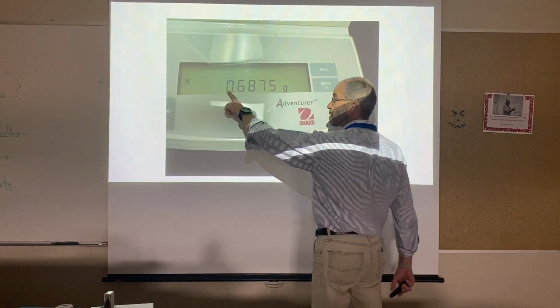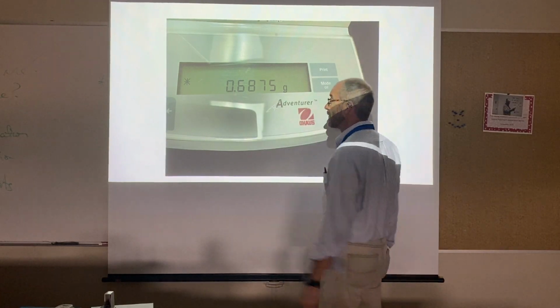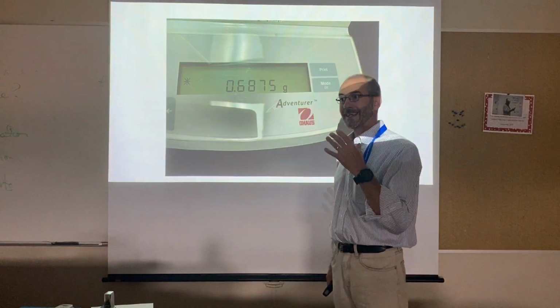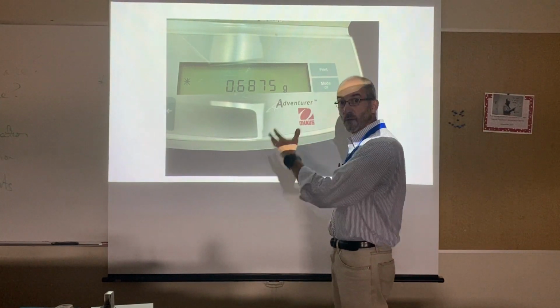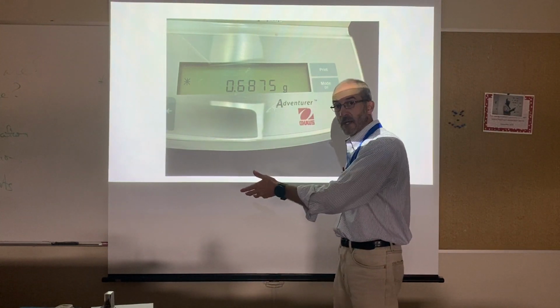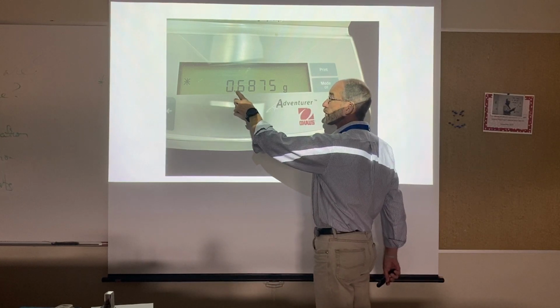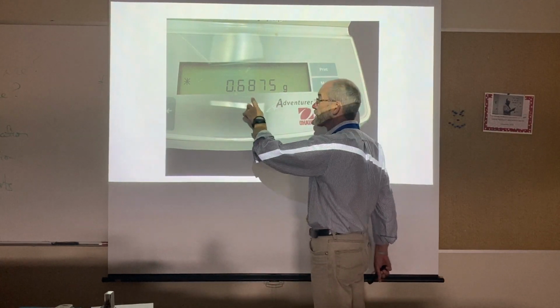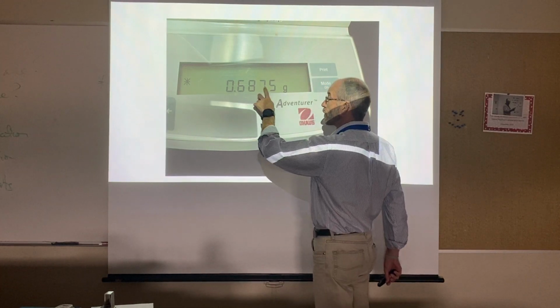How many sig figs would this particular measurement have? Well, we know that this 0 would be not significant, so it would have 1, 2, 3, 4. So this is an example of a real life measurement, and this measurement was able to go all the way out to the 10,000th place. So 1, 2, 3, 4.